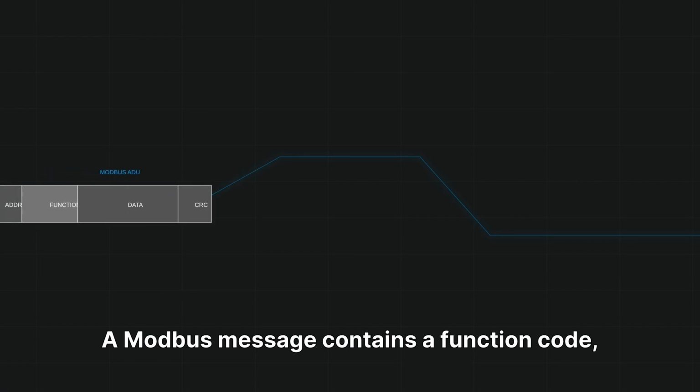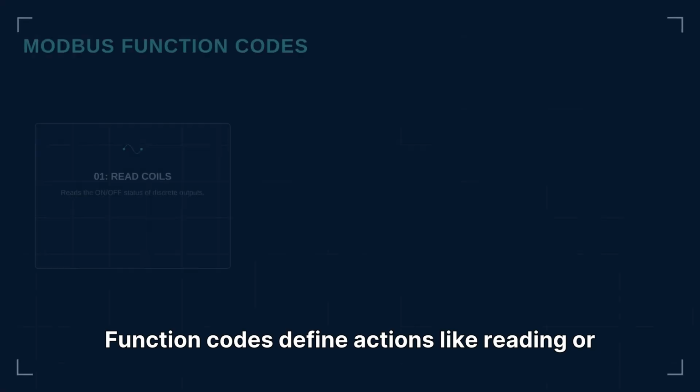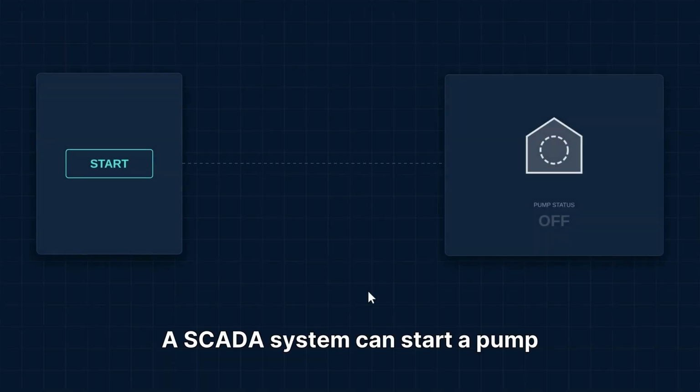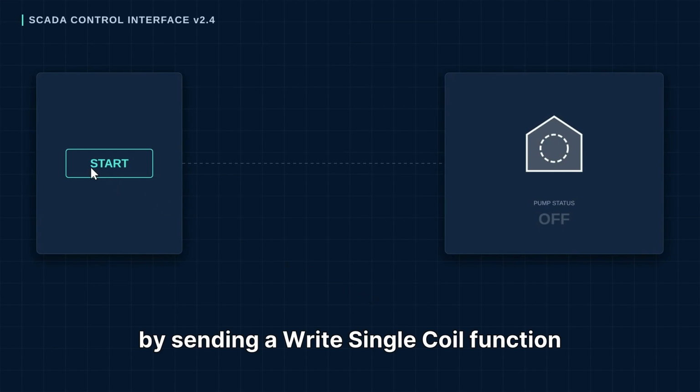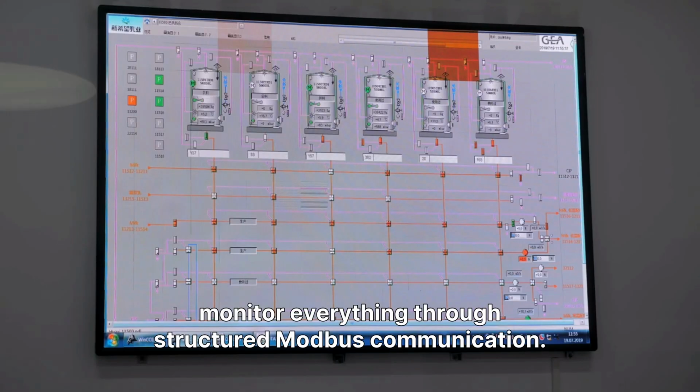A Modbus message contains a function code, which tells the device what to do. Function codes define actions like reading or writing bits in 16-bit registers. A SCADA system can start a pump by sending a write single-coil function code. In a water plant, one screen can monitor everything through structured Modbus communication.